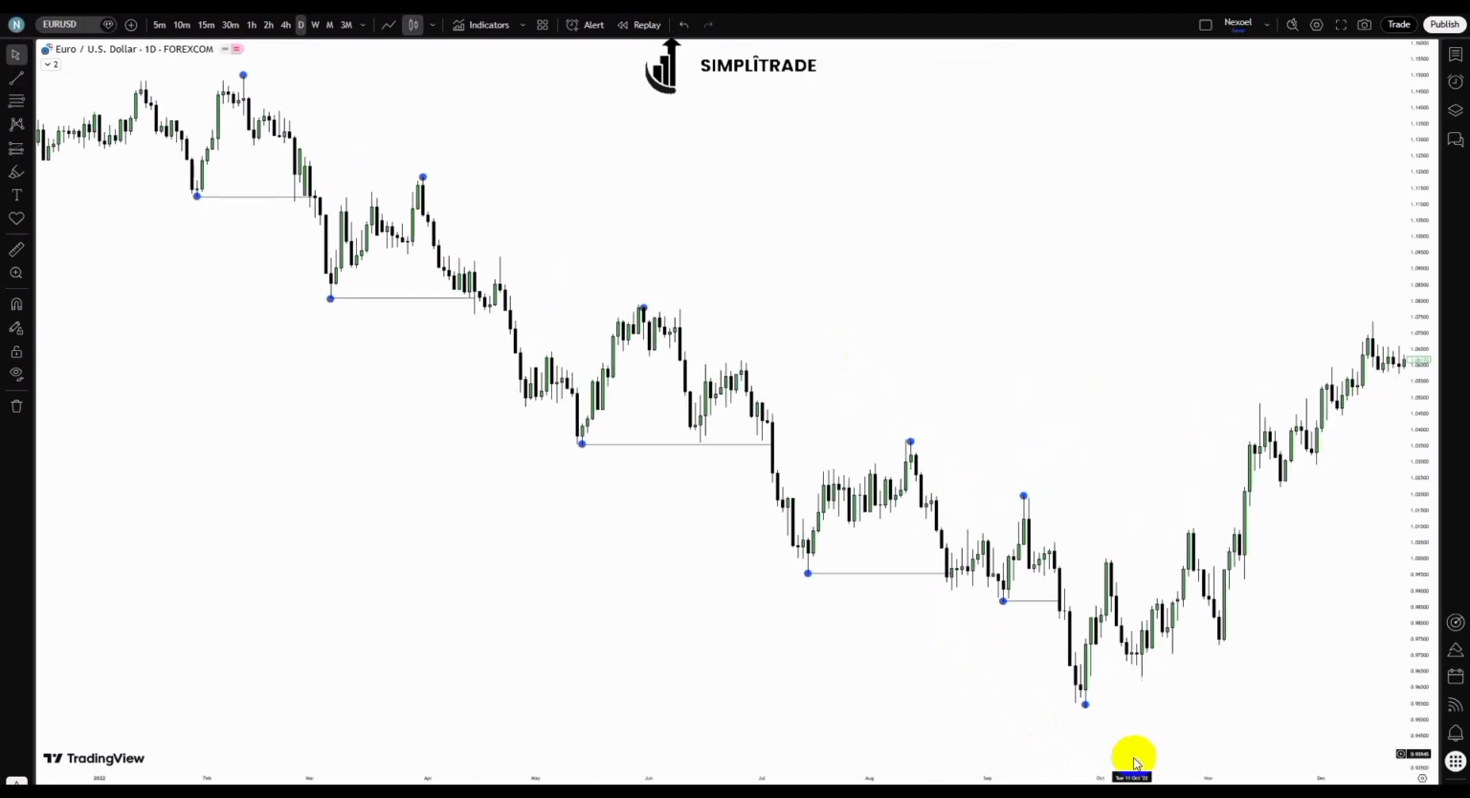So let's look at that by using this annotation of it. You can see we have the impulse. We have a pullback. We have a push to the downside, breaking the previous low. We have a pullback. We have a push to the downside. We have a pullback. A push to the downside. We have a pullback. A push to the downside. So you can see we are bearish.